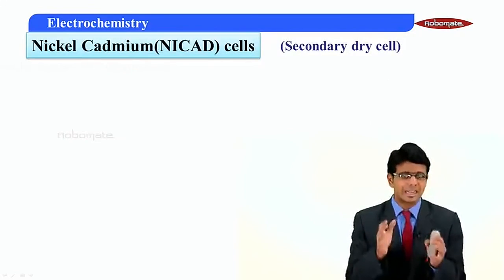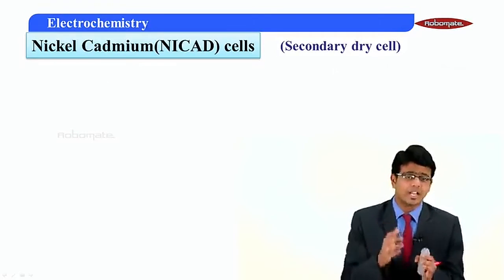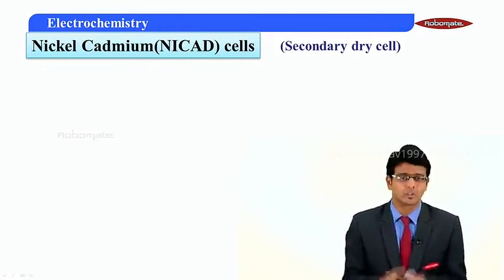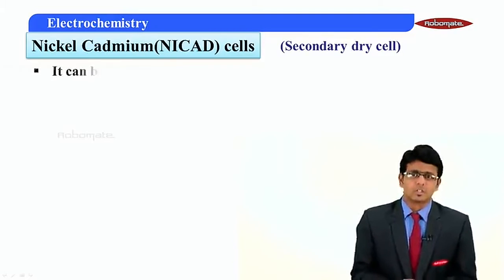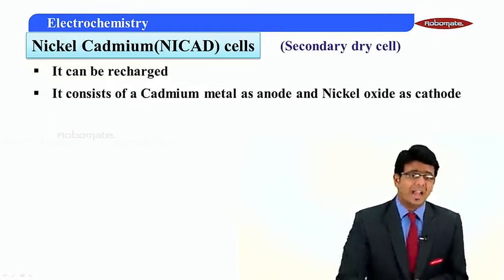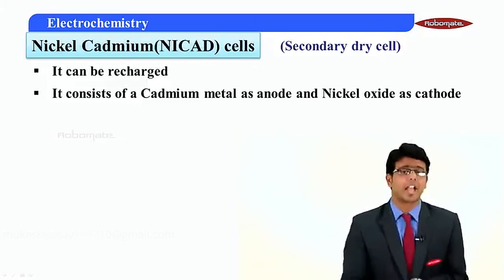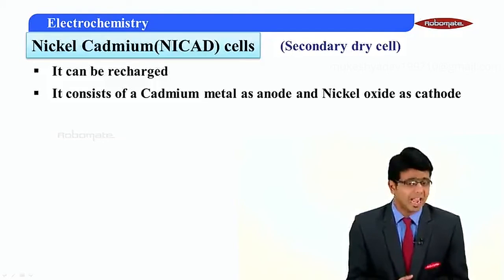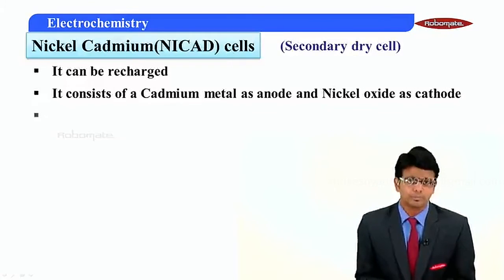So considering the same design as that of a conventional dry cell, they designed nickel cadmium cell in a way that it could be recharged. Alright, so basically they changed the materials used in the cell. So here it can be obviously recharged. The anode, which was zinc in the conventional dry cell, is replaced by a cadmium metal. Alright, so the cadmium metal is used as anode and nickel oxide is here acting as a cathode.